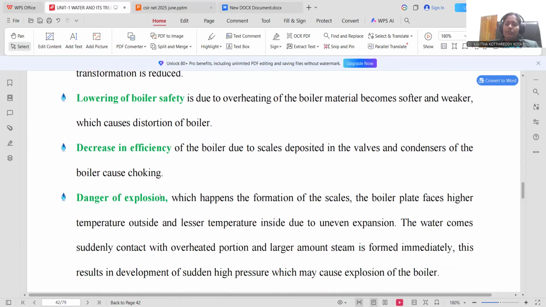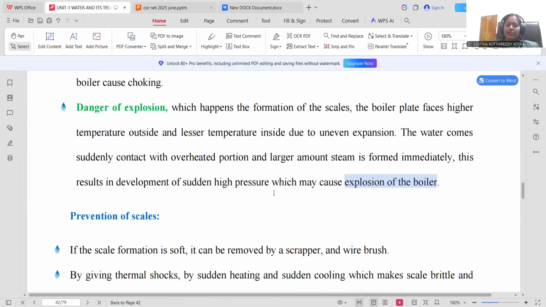Danger of explosion, as scales are blocking the transportation of these steam vapors within the boiler, so that whatever steam is generated will accumulate within the boiler only, and a sudden rise in pressure may take place. That is also the cause for the explosion of the boiler. Blasting may take place. This is the way a kind of dangerous impact will be induced by these scale formations.